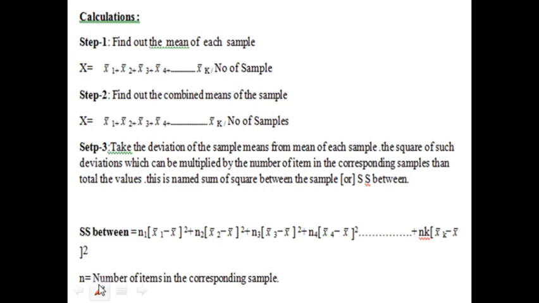There are a few steps to calculate the one-way ANOVA. In the first step we have to calculate the mean of each sample. In the second step the combined mean of the samples, and in the third step the sum of squares between samples is calculated, where n is the number of items in the corresponding sample.